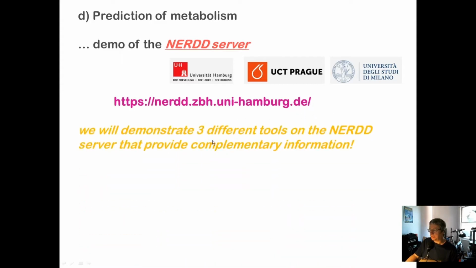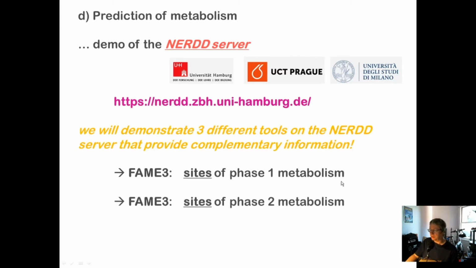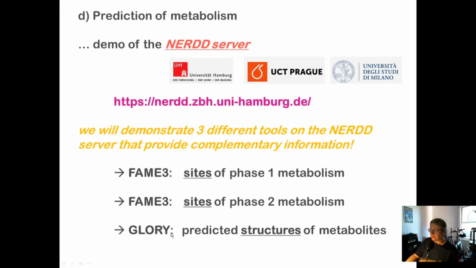The things we're going to demonstrate on this NERD server all provide complementary information. One is something called FAME3, which identifies the sites of phase 1 metabolism, so places on the molecule where phase 1 metabolism might occur. They also have a tool for the sites of phase 2 metabolism, just identifying where on the molecule phase 2 metabolism might occur. And then they have another tool called GLORY, which predicts the structure of metabolites, and that's sometimes kind of difficult to figure out, what structures might occur.